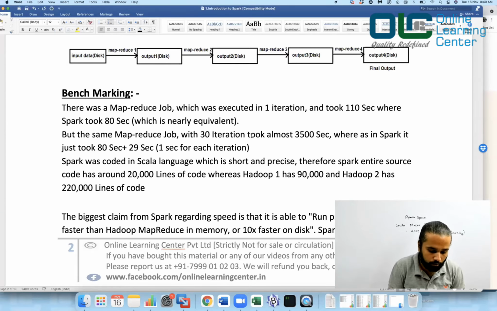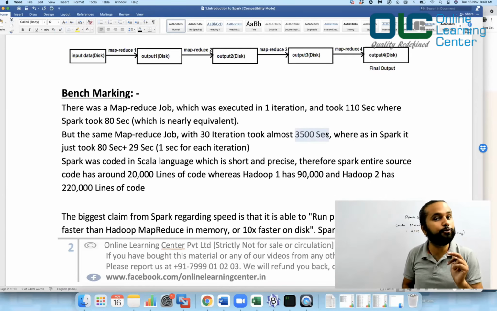Now, the same MapReduce job with 30 iterations, the same job iterated 30 times, took almost 3,500 seconds. Whereas Spark just took 80 seconds plus 29 seconds, 1 second for each iteration. Here is the beauty now, right? So with MapReduce it took 3,500 seconds for 30 iterations, and Spark took about 110 seconds. Now comes a huge gap, right?